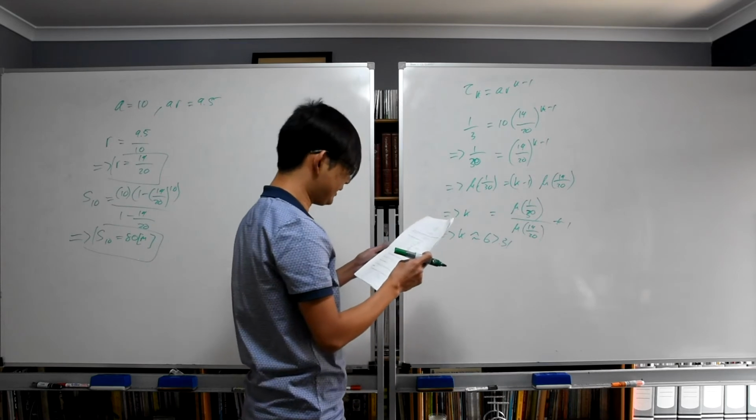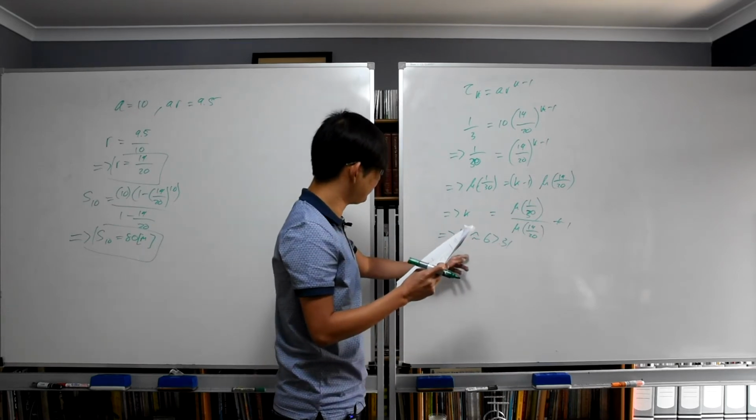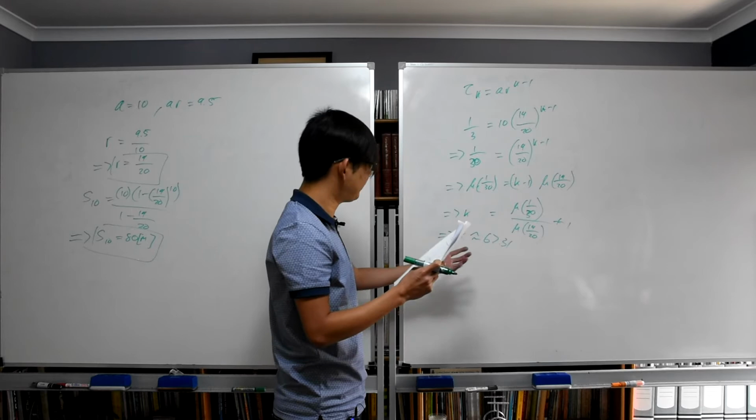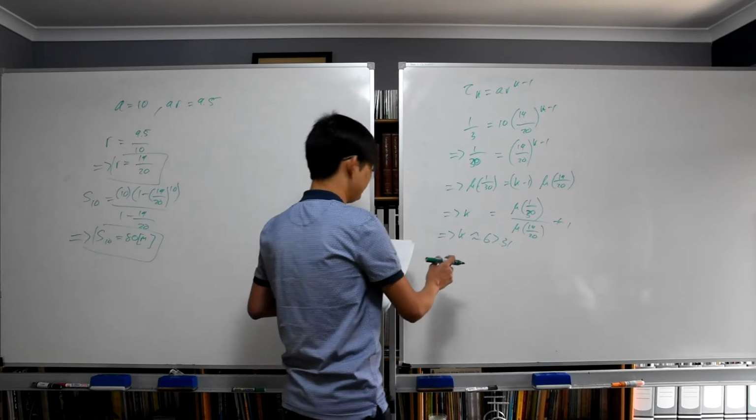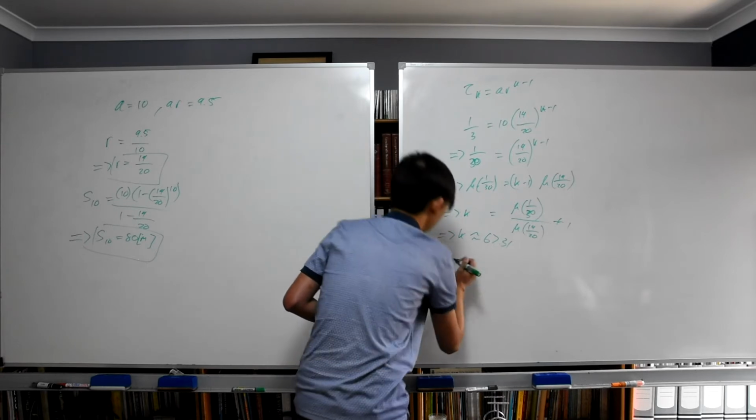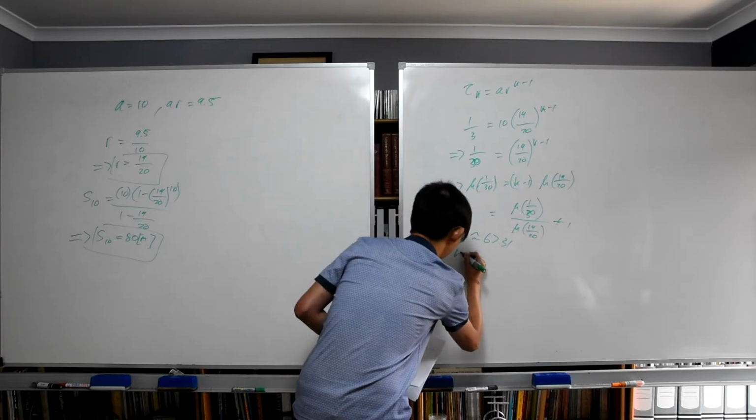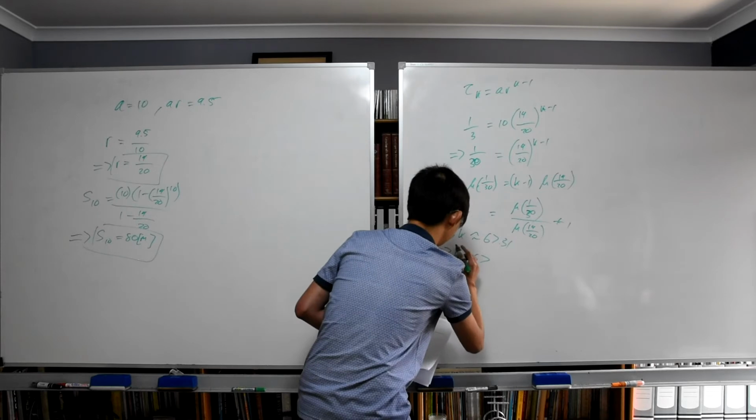Our number of pieces is going to be approximately 67.31, but because the number of terms can only be an integer, we accept the solution of k is equal to 67.